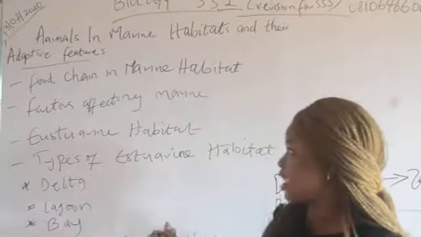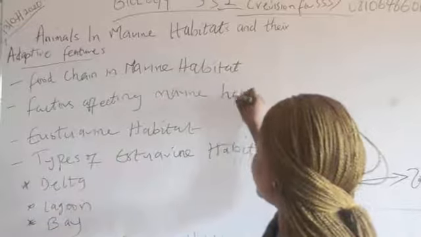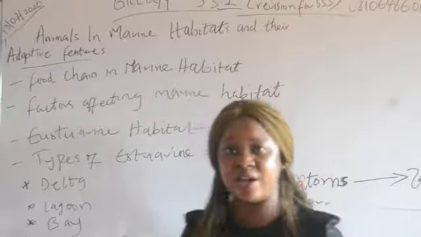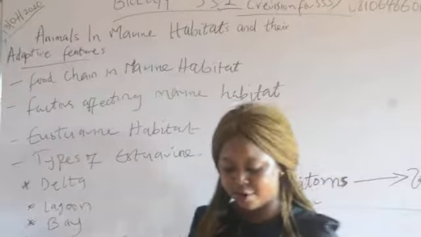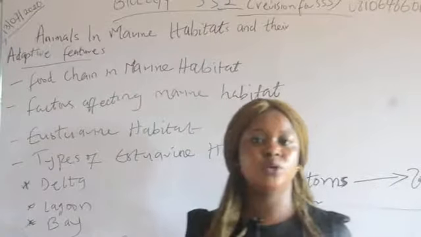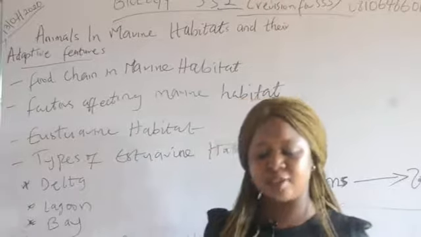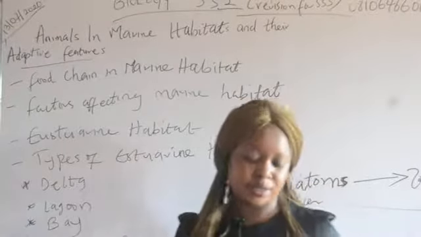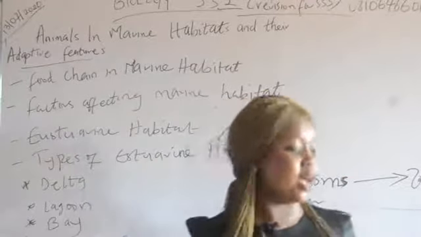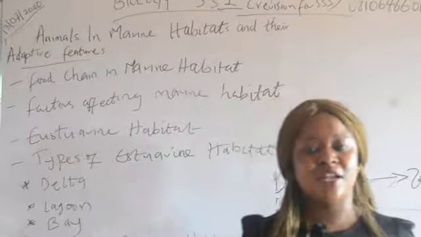So the next one is factors that affect marine habitat. We have different factors affecting marine habitats. They include temperature, sunlight, wind, density, pH, and salinity. All these are just listed: the temperature, salinity, the pH of the water, the wind, density, and sunlight.